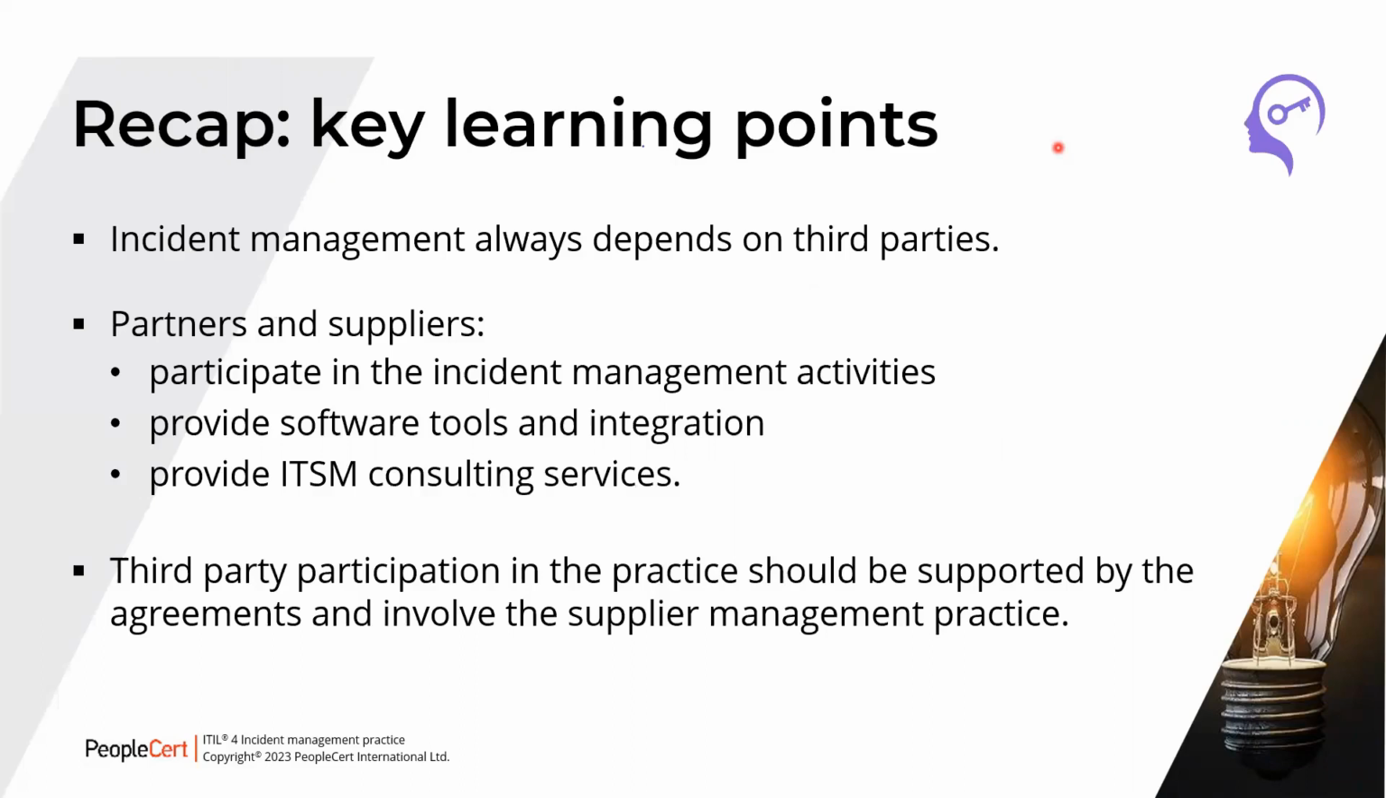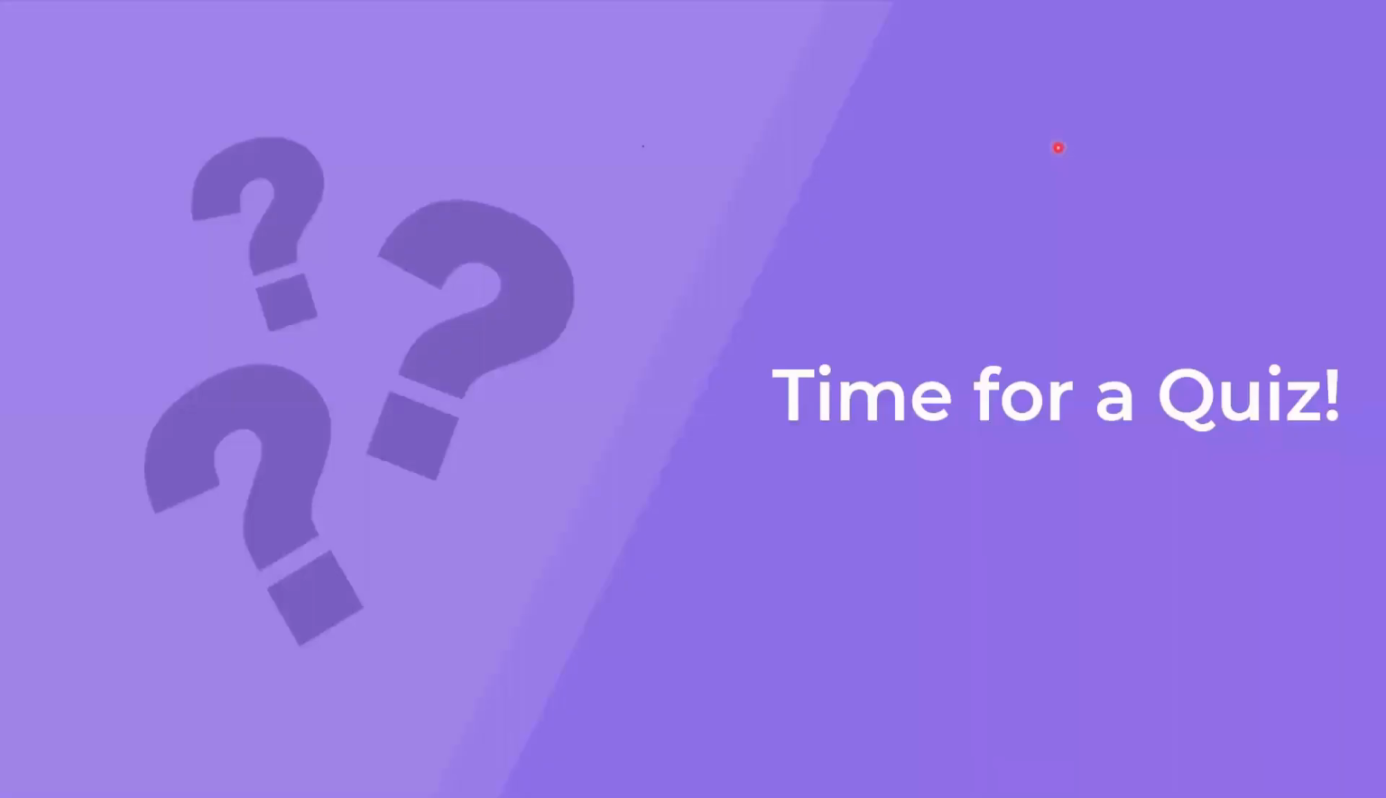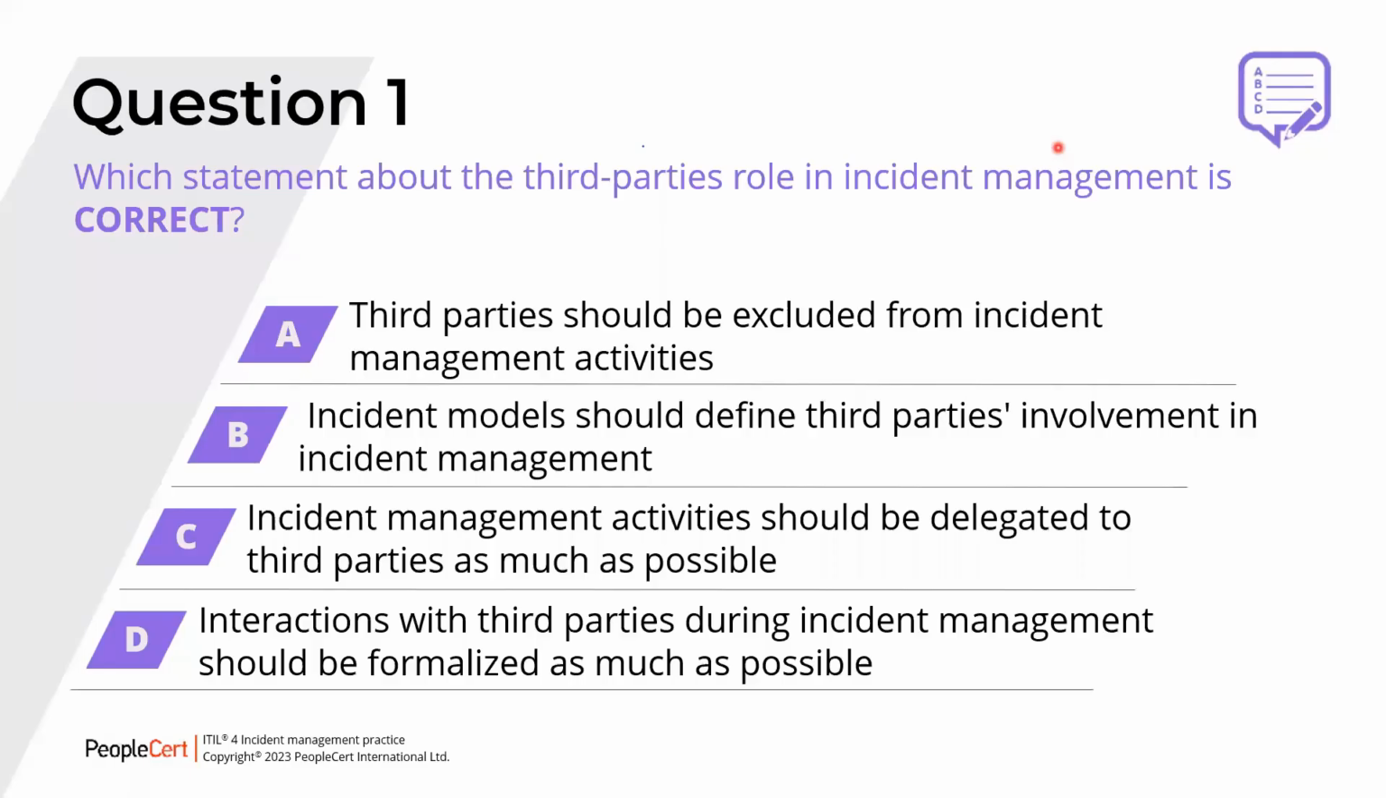It is now time for a quiz. We have the first question here. Which statement about third parties' role in incident management is correct? A. Third parties should be excluded from incident management activities. B. Incident models should define third parties' involvement in incident management. C. Incident management activities should be delegated to third parties as much as possible. Or D. Interactions with third parties during incident management should be formalized as much as possible.